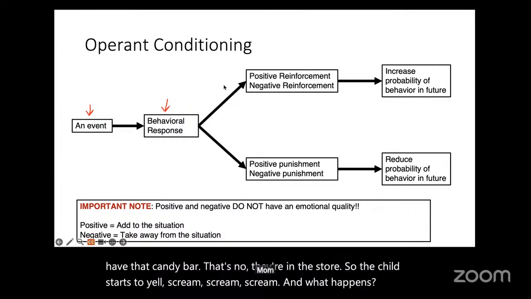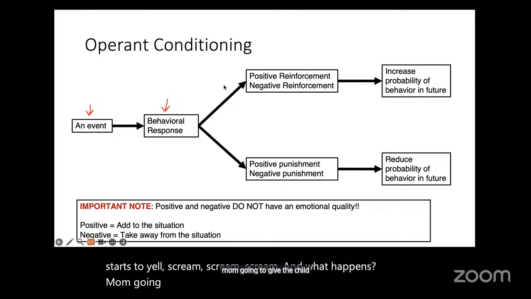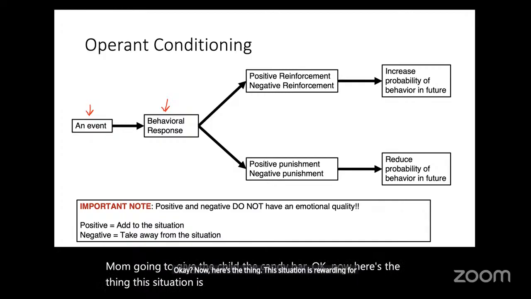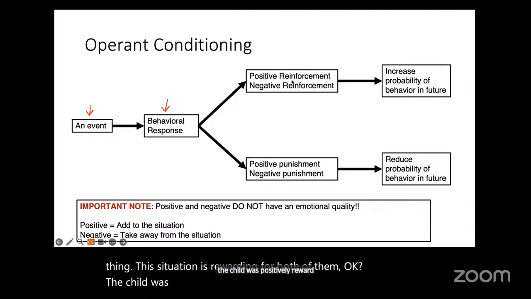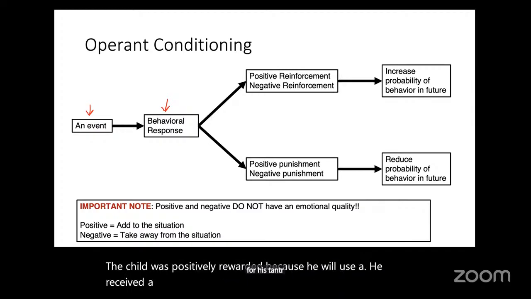Mom going to give the child the candy bar. Okay. Now, here's the thing. This situation is rewarding for both of them. Okay. The child was positively rewarded because he received a reward for his tantrum behavior.